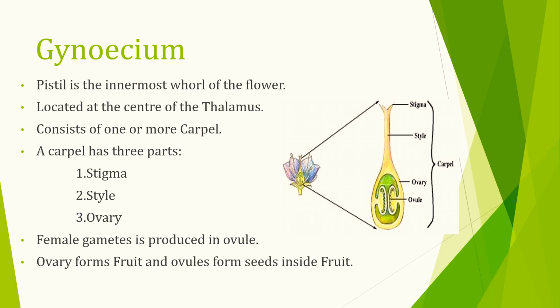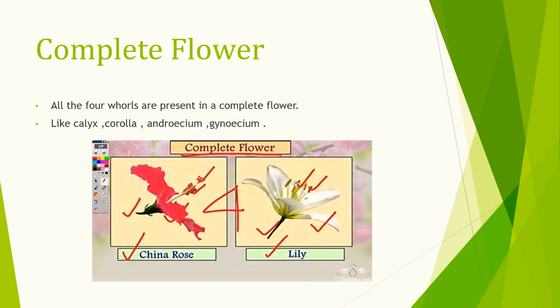अब ओवरी में क्या होता है? It is the swollen basal part consisting of one or more chambers, and these chambers are filled with number of round bodies which are called as the ovule. You can see small round bodies inside the ovary which are called as the ovules. Female gamete or the egg cell is produced in each ovule. Ovary forms fruit and the ovules form the seeds inside the fruit.